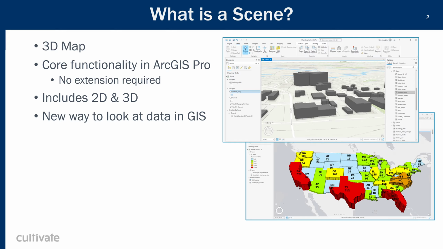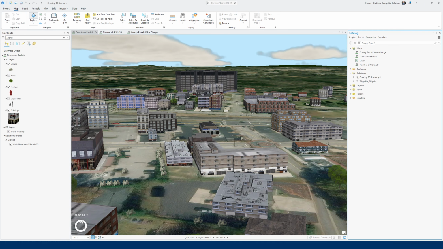So let's jump into Pro and kind of take a look at some scenes and how we might use this in some kind of real world type situations. So let's go jump into ArcPro now. Okay, so now we're here in ArcGIS Pro.